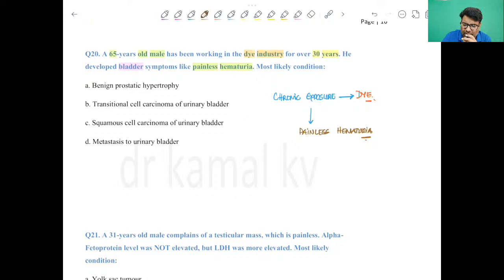So this is a classical picture of transitional cell carcinoma, urinary bladder. Now remember here one thing, why are we saying transitional and why not squamous? Because squamous is especially seen with schistosomiasis. Clear? Schistosomiasis should be answered only if there is any history related to schistosomal infestation.